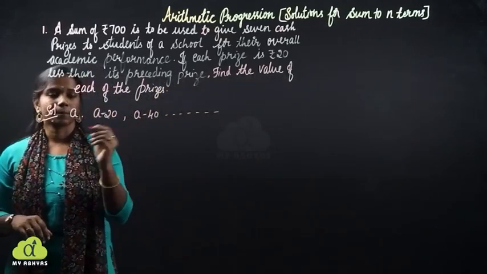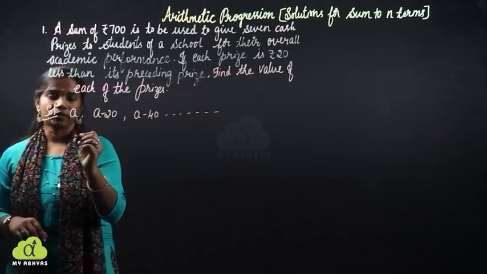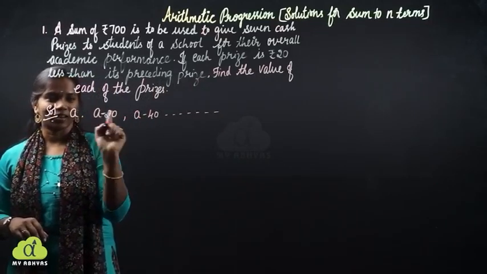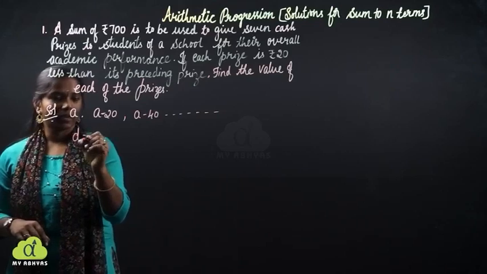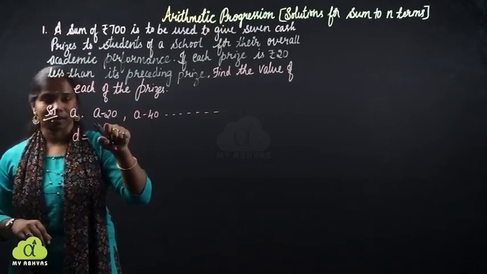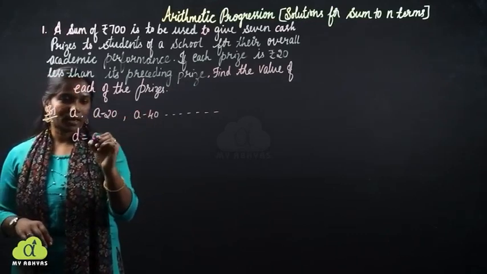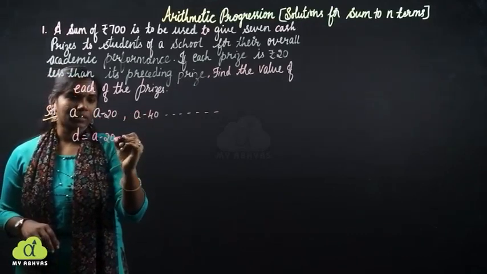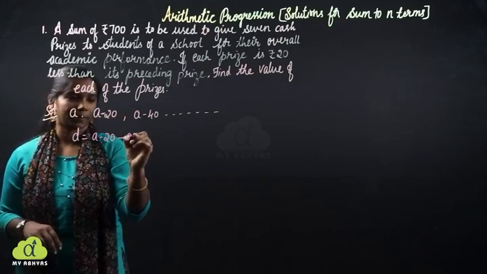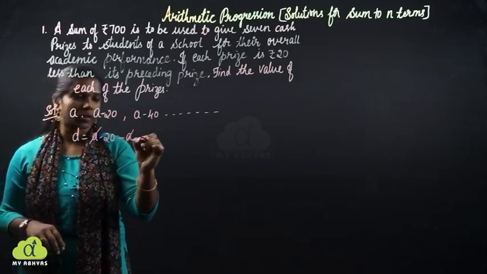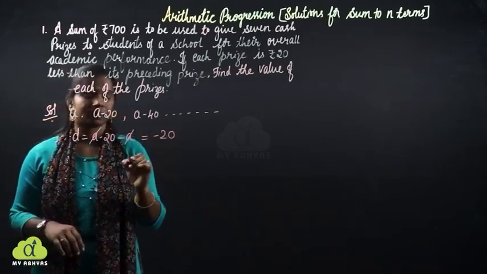Now, look at this. Let us find A. A is there already. What is the value of d? d is nothing but the third term minus the second term, or the second term minus the first term. Taking the second term A minus 20 and subtracting the previous number A, A cancels. So the d value is minus 20.